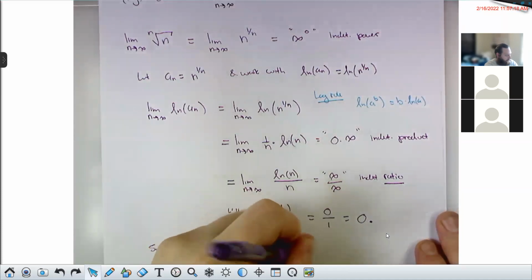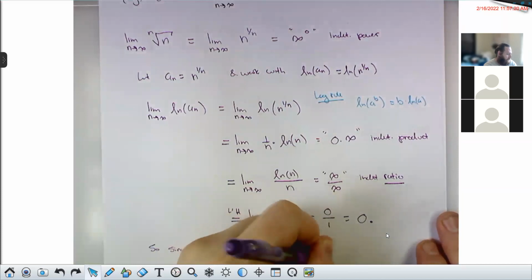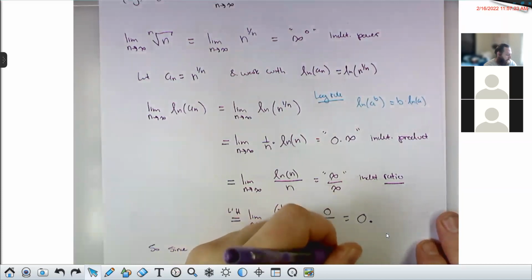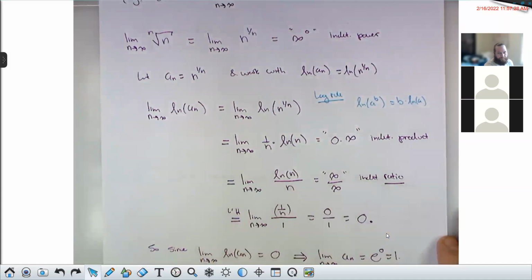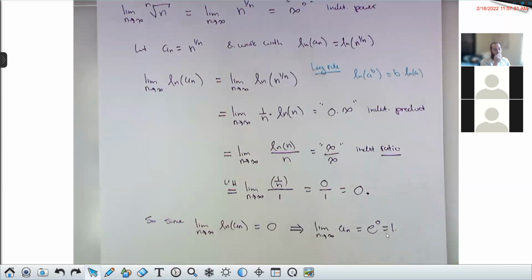we can deduce that the limit as n goes to infinity of an itself would be e to the 0, which is 1. Right, and what I'm doing here is I'm undoing the logarithm. And you can make this look scarier if you want to, but the idea is just if you've got a natural log of something in here, and that's equal to a number, right?